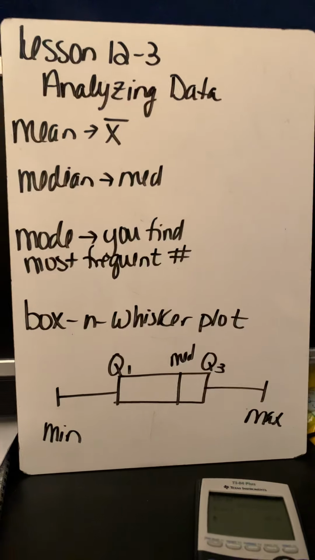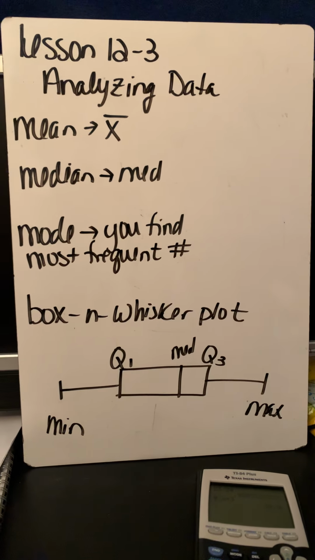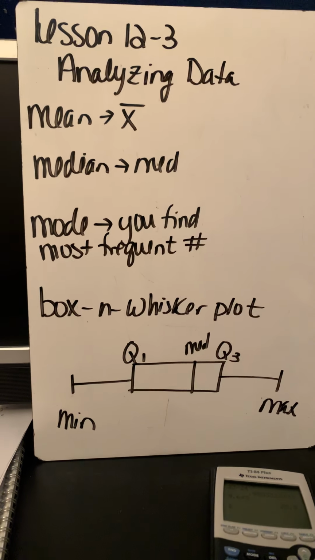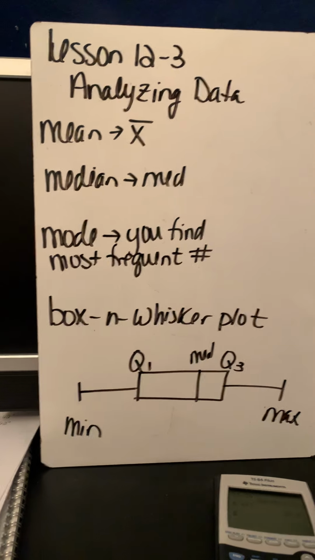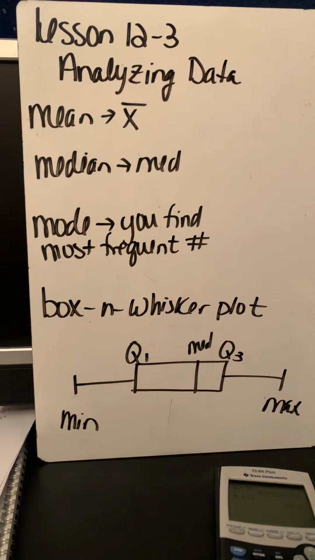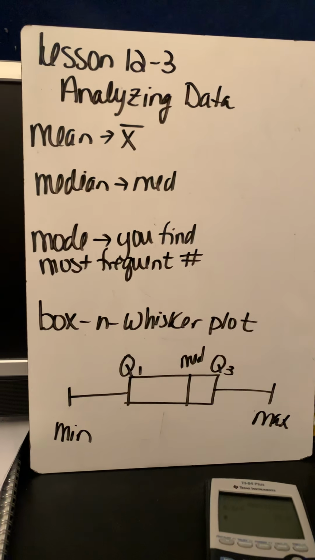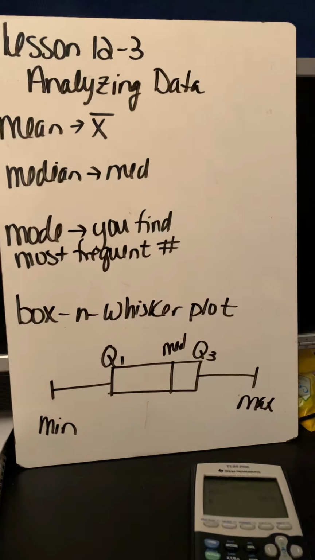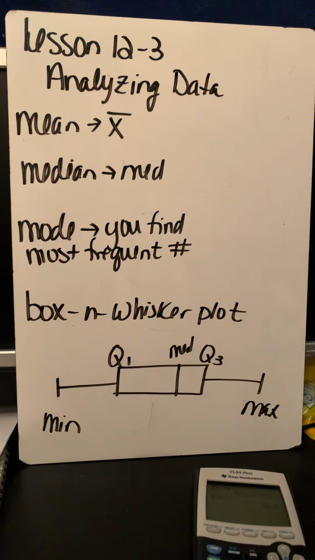Median is MED, which will also be on your calculator. Remember, that is your middle number. If you have an even set of data, remember you take your two middle numbers, add them together, divide by 2. One thing, these have to be ordered. If you're doing these by hand, they have to be ordered. Make sure you're ordering your data before you're even trying to find this stuff.